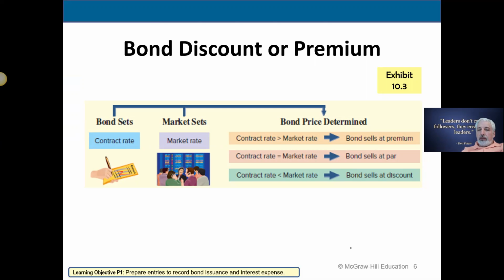If the contract rate equals the market rate, as in our last 8% example, bonds sell at par value, face value. And if the contract rate is less than the market rate, or a 10% contract rate or stated rate is less than an 11% market rate, you can't get as much money for it. Bonds sell at a discount, an inverse relationship.